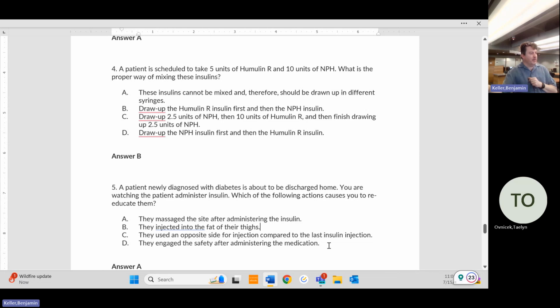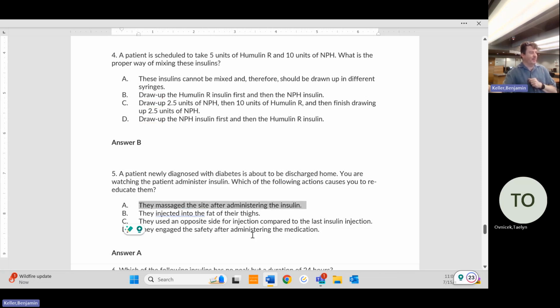They engage the safety after administering medication. Is that good practice? Yeah, it's great practice. That means nobody gets stuck with a needle. So what's the answer? This one. You never massage the site with insulin after you give it.